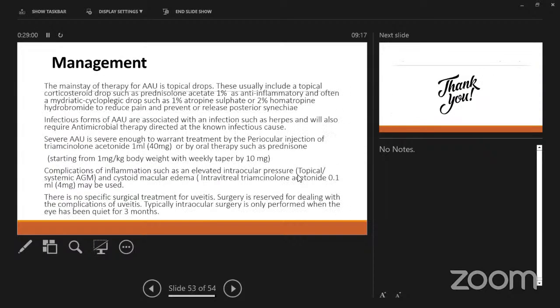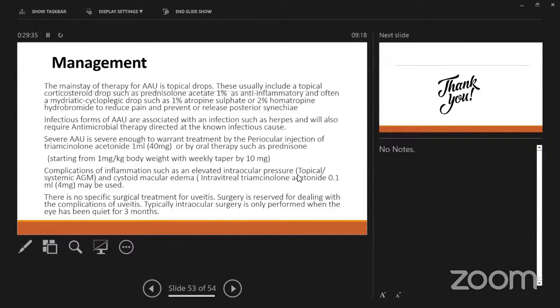So the mainstay of management of acute anterior uveitis is topical. Usually a topical corticosteroid such as prednisolone acetate 1% is used as an anti-inflammatory, in combination with a mydriatic cycloplegic drop, either 1% atropine sulfate or 2% homatropine bromide, which will help in reducing the pain and prevent or release the posterior synechia formation. For infectious forms of acute anterior uveitis, after diagnosis on the clinical tests and blood investigations, we can start antimicrobial agents like any antiviral or antimicrobial.